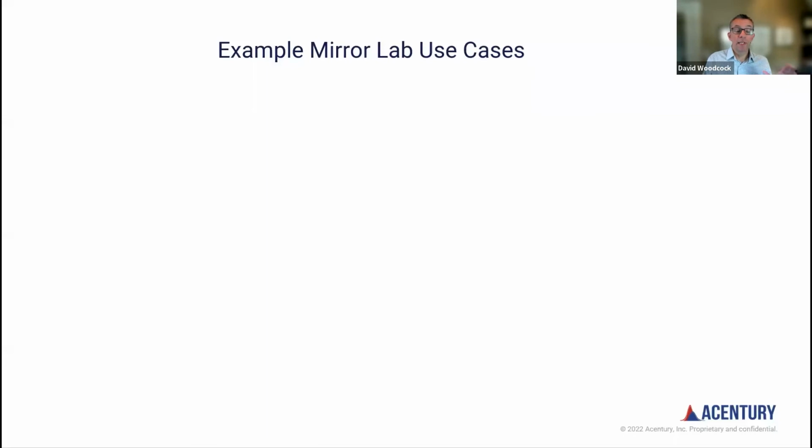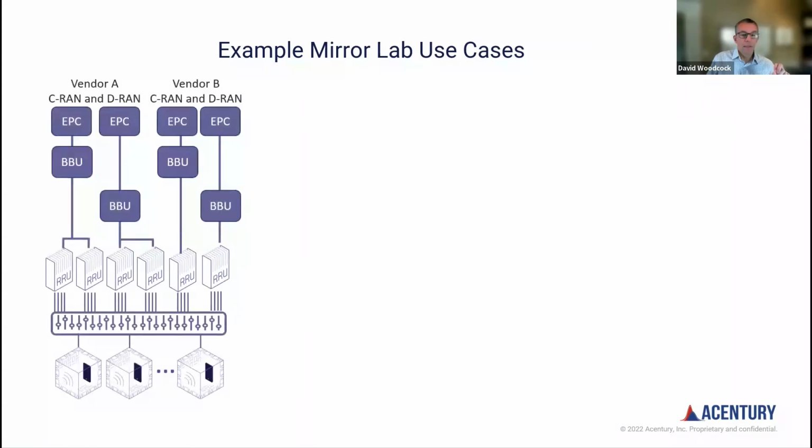So now we're going to look at 3 examples of specific Mirror Lab implementations that replicate particular network environments. The first here is an operator who wants to be able to test their 2-vendor 4G implementation in the lab, where each vendor has 2 different configurations. It looks like vendor A is used in high density areas with 2 carrier aggregation, with both CRAN and DRAN configurations. Vendor B is used for lower density sites, perhaps rural areas, and only single carrier deployments, but they also have both CRAN and DRAN configurations.